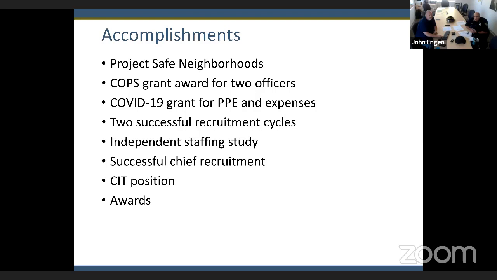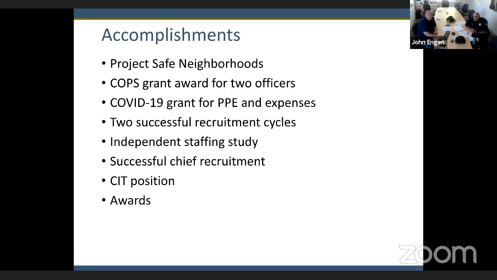We applied for a federal grant through the United States Department of Justice COPS program, and we were awarded that grant for 2 additional officers. I will cover that grant as part of our presentation. We also applied for a federal grant to assist us in dealing with the COVID-19 issues and covering our PPE and additional expenses. Some of that includes testing for our officers for both COVID and antibodies. It covers a whole myriad of items so that we are using federal dollars to assist the department with dealing with the COVID-19 issues.